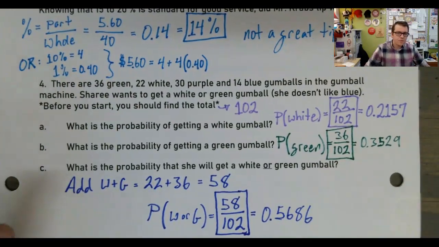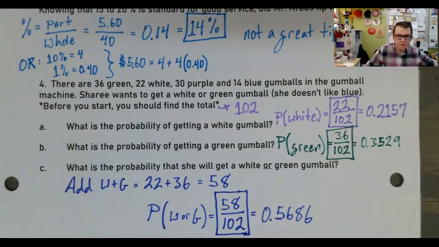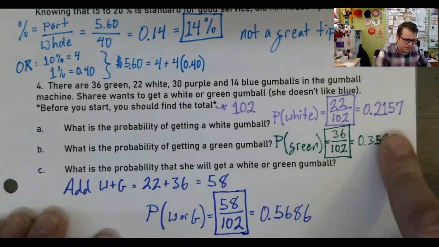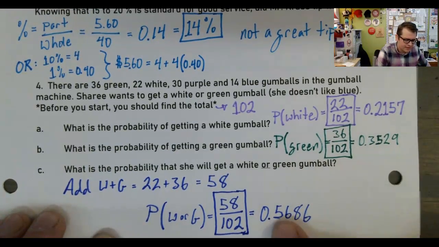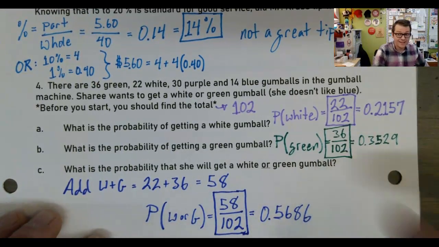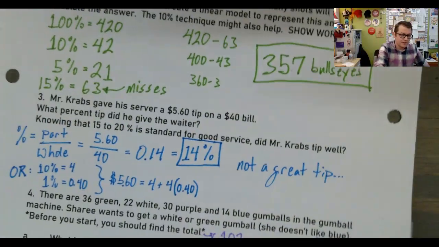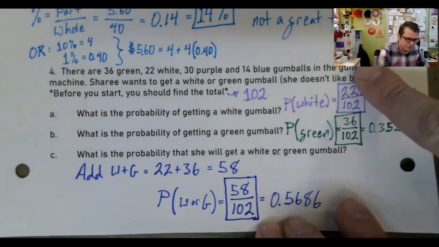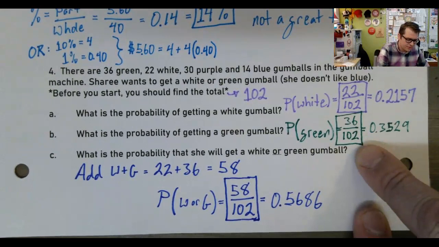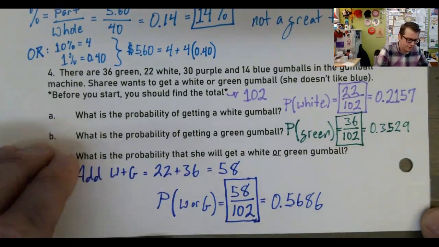Who knows? Our total here is awkward. Our total here is 102. So if we calculate them out into decimals, the decimals are not nice. So you can see here again is kind of supporting my argument that fractions are better. I'm not saying I told you so, but in this situation, I think fractions are better. So we get 22 over 102, 36 over 102, and 58 over 102, respectively.